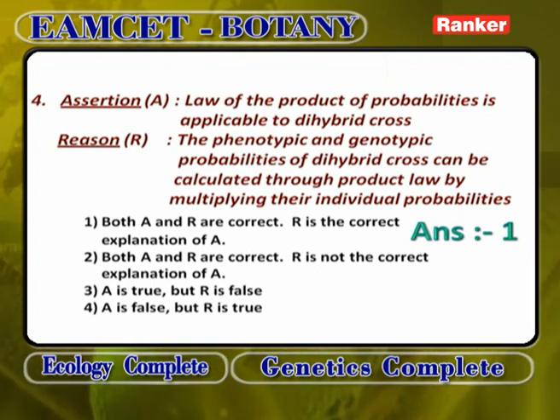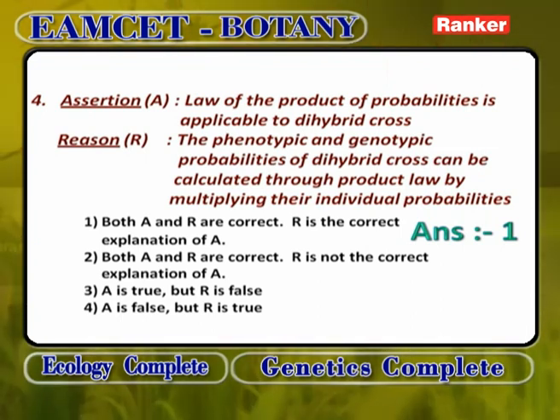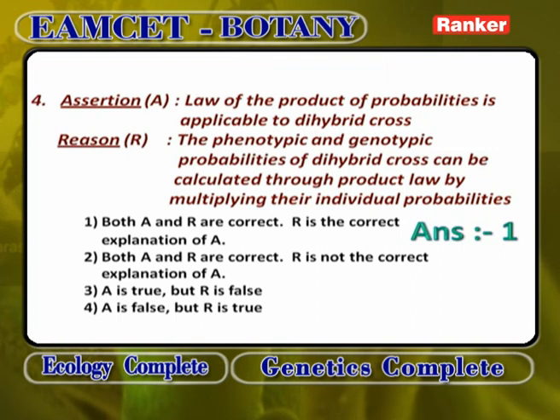So once again I will repeat this important question. The law of product of probabilities is applicable to dihybrid cross is correct. Why? The phenotypic and genotypic probabilities of a dihybrid cross can be calculated through the product law by multiplying their individual probabilities is also correct. So both A and R are correct, and R is the correct explanation of A, first option.